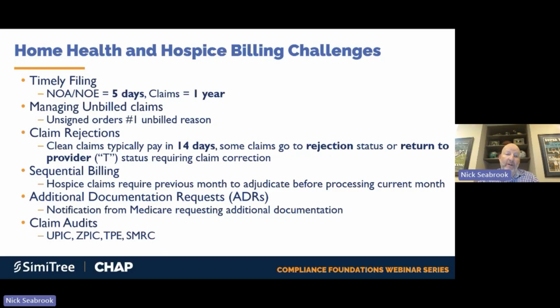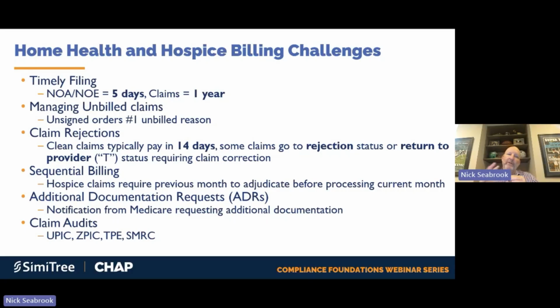From a claim standpoint itself, you have 1 year from date of service. So you do have much more time to get that. But I mentioned before, one of the bigger challenges when it comes to getting those claims on file is just managing the unbilled in general. And the number one reason that we typically see from an unbilled standpoint is unsigned orders.